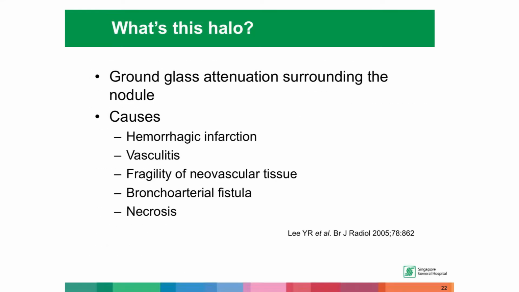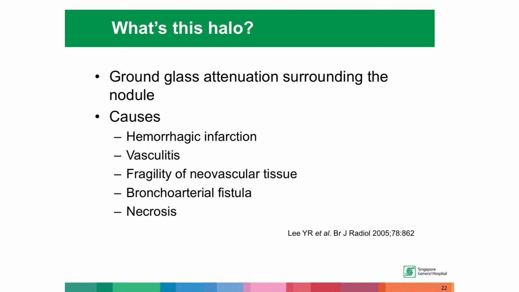So what is this halo? Like I said, a halo is a ground glass attenuation surrounding the nodule. It is the representation of a hemorrhagic infarct in an organ that has 2 blood supplies. And as you can see, it need not be caused by thrombosis, right? It can be caused by vasculitis.